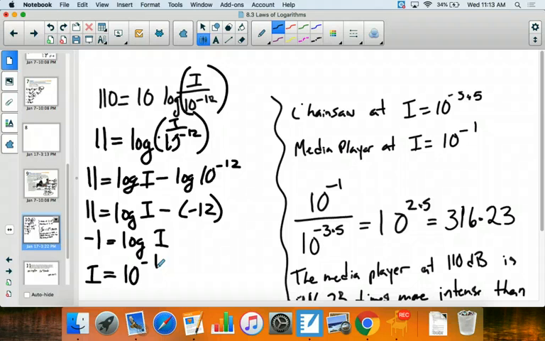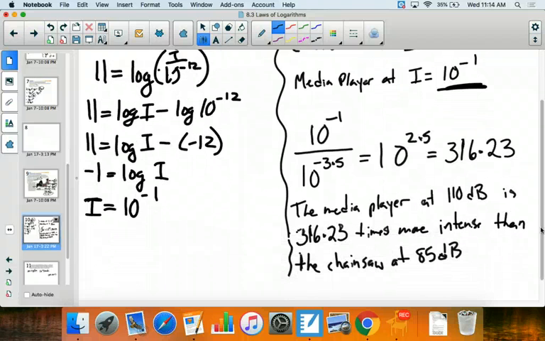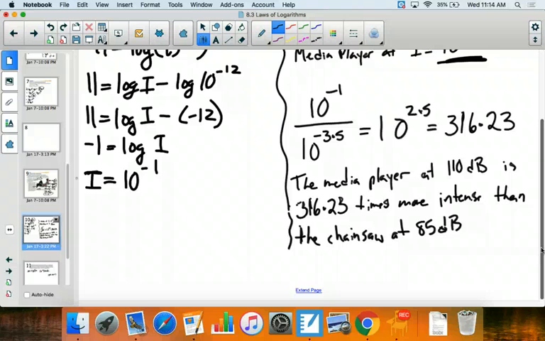So the intensity of your chainsaw was 10 to the power of negative 3.5. The intensity of your media player is 10 to the negative 1. So how many times more intense is the media player? You're going to take the intensity of your media player and divide it by the intensity of your chainsaw. Again, these are both powers with the same base, so you can subtract your exponents, negative 1 minus negative 3.5. That's where you're getting 10 to the power of 2.5, which when you evaluate that is 316.23.